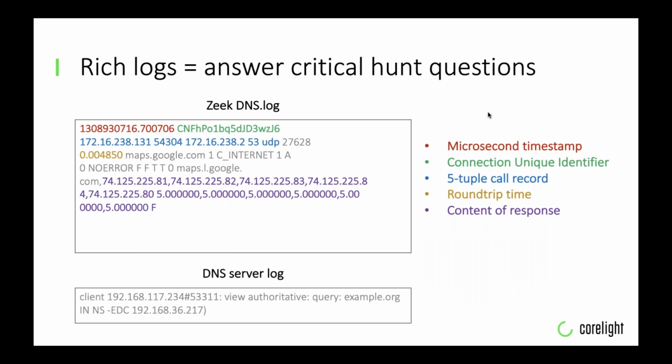So here is a quick look at the differences between a Zeek DNS log versus a traditional DNS server log. DNS server logs usually just tell you, hey, here's the query, this is what it is, and that's it. Well, with Zeek, you get things like the microsecond timestamp for transactions, and the connection unique identifier to see if anything else kicked off during that, so it's a pivotable field. You get the normal 5-tuple record, and then you get the round trip time and the content of the response. That means you get both the query and the answers, not just the query by itself.